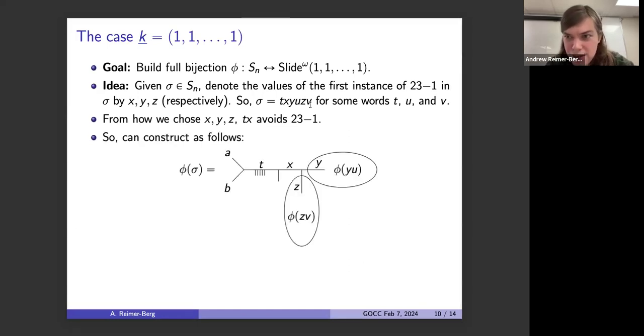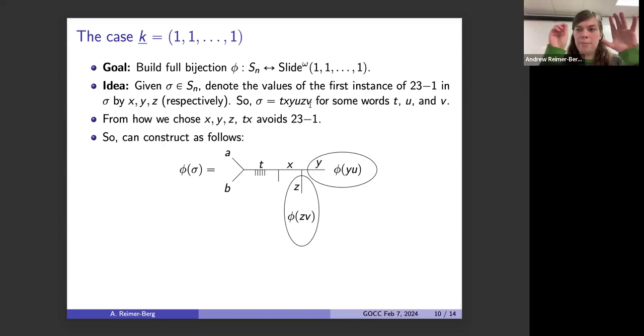And then this is sort of the diagram of how we would build that. TX avoids 2-3-1, so we can think of that as a caterpillar. It's like we have a caterpillar where instead of just having two leaves at the end, we have two more trees that are inductively the same map on shorter permutations. And so that's where the induction comes in. We're inducting off of, I guess you'd say, the number of 2-3-1s in our word, or if you were going the other direction in the bijection, this would be inducting on the number of interior vertices of your graph.